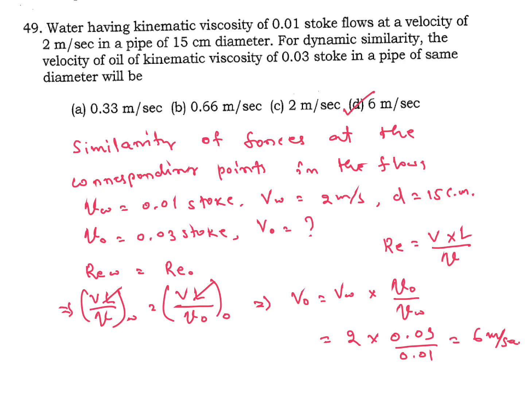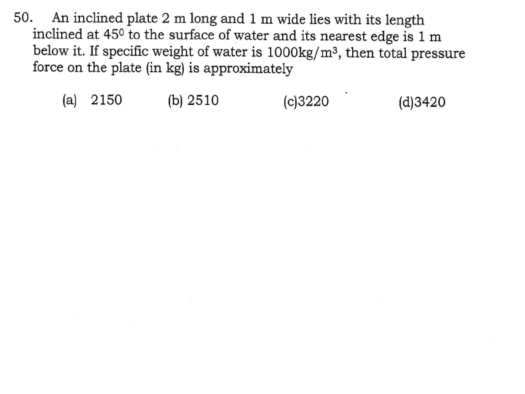An inclined plate 2 meter long and 1 meter wide lies with its length inclined at 45 degree to the surface of water, and its nearest edge is 1 meter below it. If specific weight of water is 1000 kg per meter cube, then total pressure force on the plate in kg is approximately how much? Pressure force in kg.